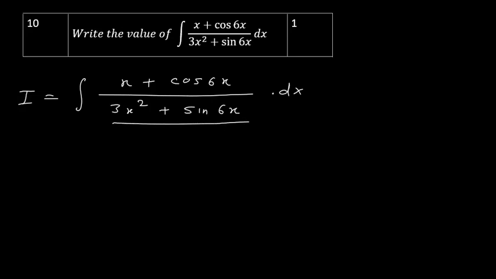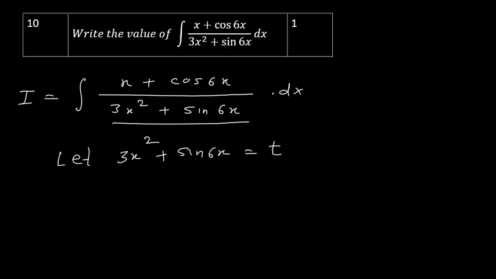So what we do, we substitute this denominator. Before that we first think what will be the derivative of this 3x square plus sin 6x. So the derivative of 3x square will be 6x and the derivative of sin 6x will be cos 6x into 6. So we have cos 6x and x in the numerator, so there is some possibility that I will get the derivative of this denominator in the numerator. So we will use the substitution method. We will say let this 3x square plus sin 6x be equal to t.